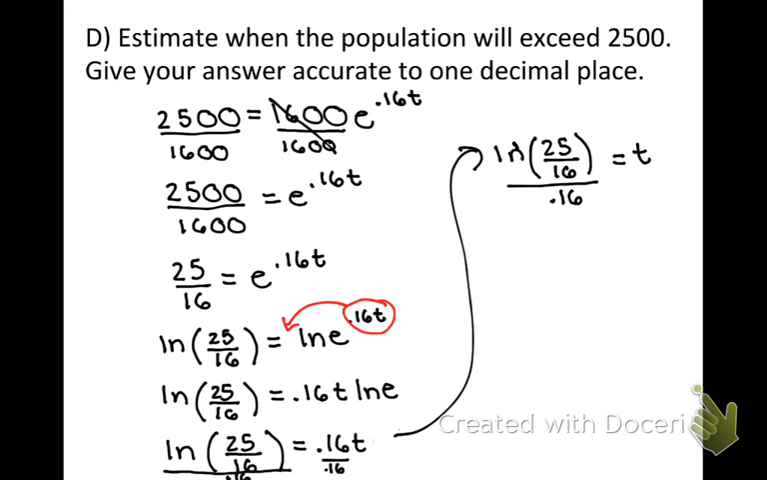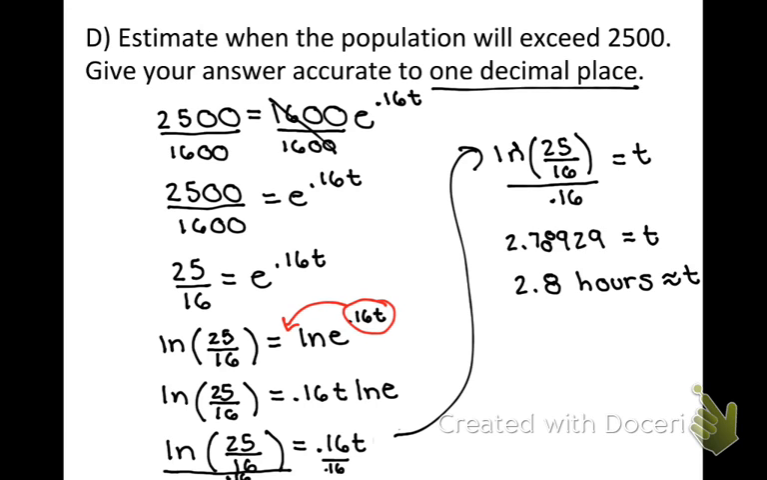We're going to put this into our calculator. And we should find that we get 2.7829, and so on. But we're going to round this to 1 decimal place. So we're going to say that it is 2.8 hours. There we go. So remember, because this is an application problem and it's asking me when, I have to make sure I put those units there. So 2.8 hours.